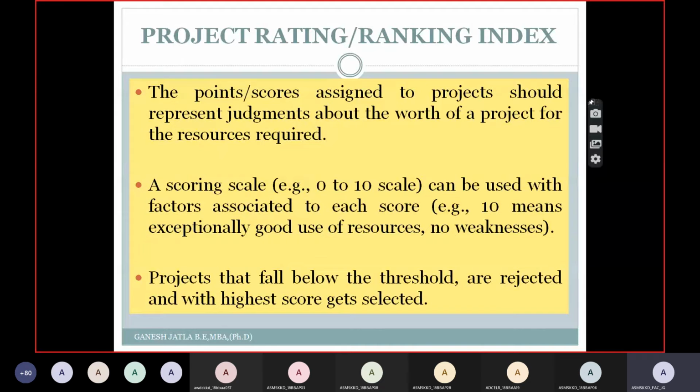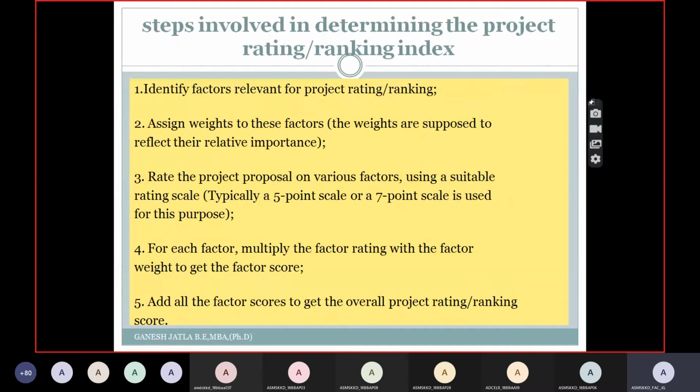The points or scores assigned to the projects generally represent judgments about the worth of a project for the resources required. Generally you take a scoring scale from 0 to 10, which can be used for factors associated with each other. 10 means the highest number, which is an exceptionally good resource. The projects which fall below the threshold, that is, the weighted average you keep, below that weighted average you simply reject those projects, and those with the highest scores generally get selected.